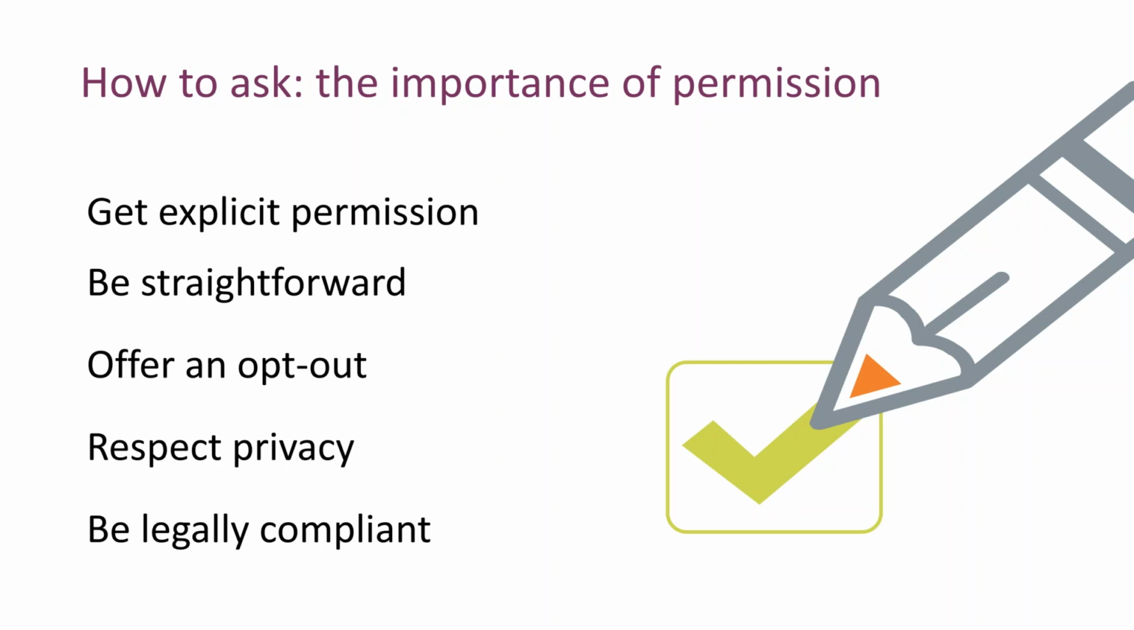Really be straightforward when you ask people for permission. Wherever it is that you are asking, be very transparent about what you're going to do with their email address. Tell them how often they can expect to hear from you. Make sure that you offer an opt-out. Now, this is actually part of GDPR legislation. You have to offer your subscribers a way to opt out of your list.